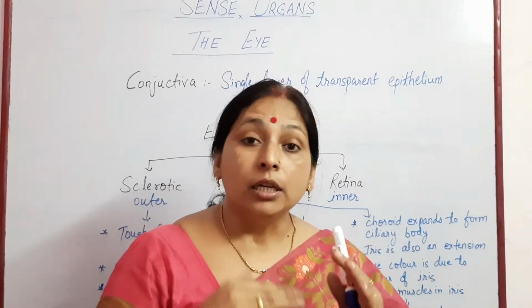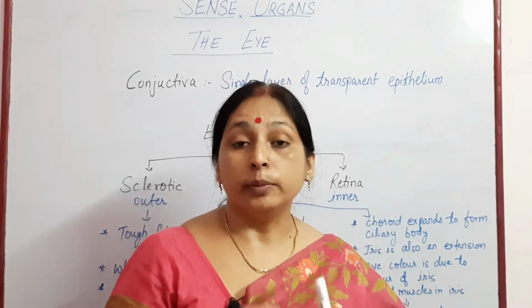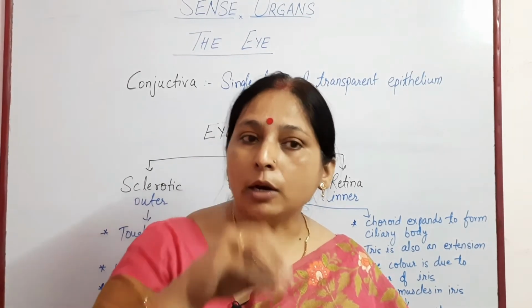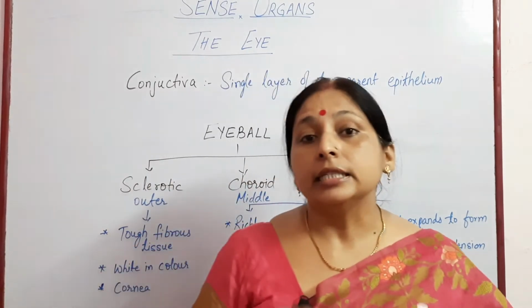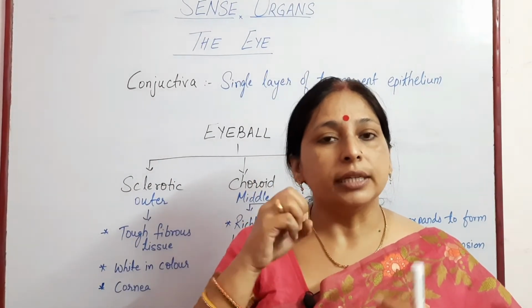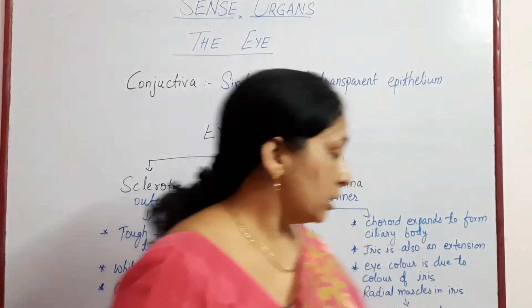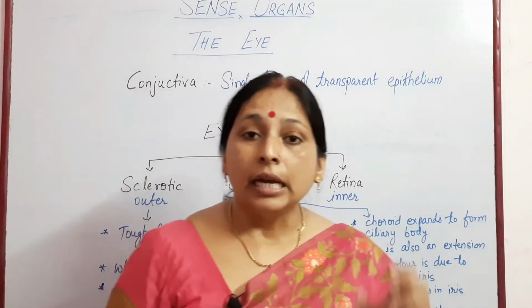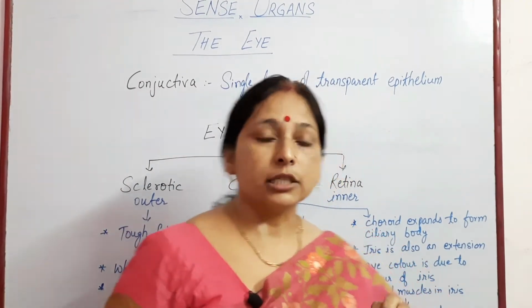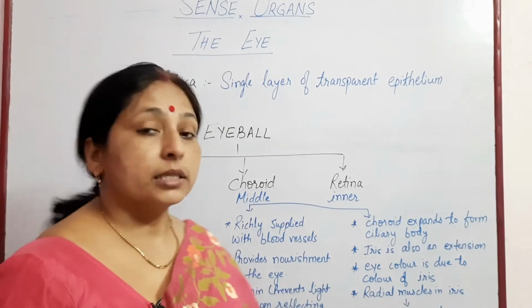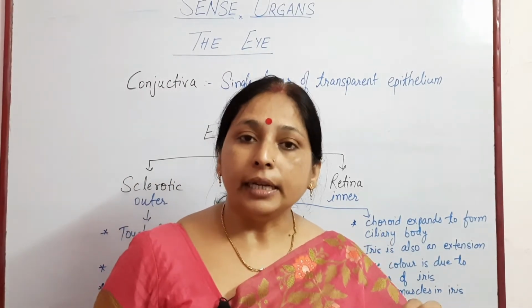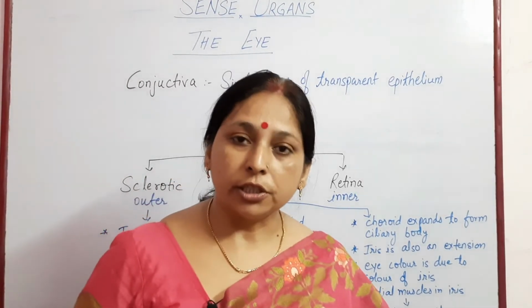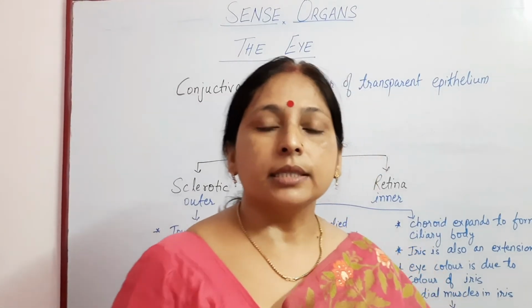Widening or constriction of the pupil adjusts the amount of light entering the eye. That amount of light is controlled by the constriction and widening caused by the muscles of the iris, and in the iris radial muscles and circular muscles are present. Radial muscles are responsible for the widening of the pupil. Circular muscles are responsible for the constriction of the pupil. About the retina we'll discuss after that.